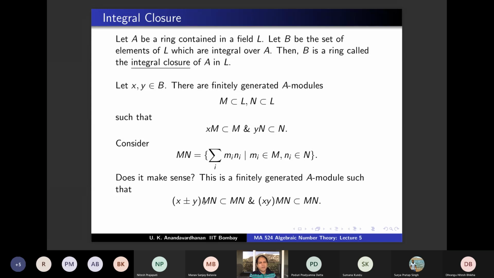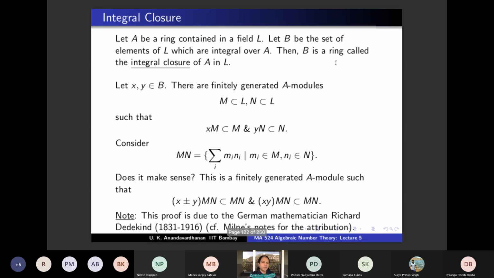So as Manav said, if this was A[xy], then it's obvious that x plus y times A[xy] is contained in A[xy]. Similarly for xy. So because it is a finitely generated non-trivial module, you have proved that x plus y is algebraic, x minus y is algebraic, xy is algebraic, proving that this is a ring. Okay, so this is the proof that it's a ring. You could have proved it directly also, but then it requires a bit more work and a bit more computation. Mill's notes prove it this way and that way, directly, without using this characterization.